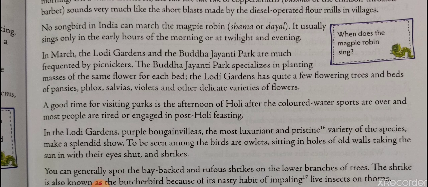So in March, at Lodi Garden and Buddha Jayanti Park, if you go in Delhi, you can easily visit them. These are the parks where they have tons and tons of varieties of flowers, from all over the world. It is actually very rare to see those flowers. We must have never seen them in our whole life. Those kinds of flowers they have at Lodi Garden and Buddha Jayanti Park.